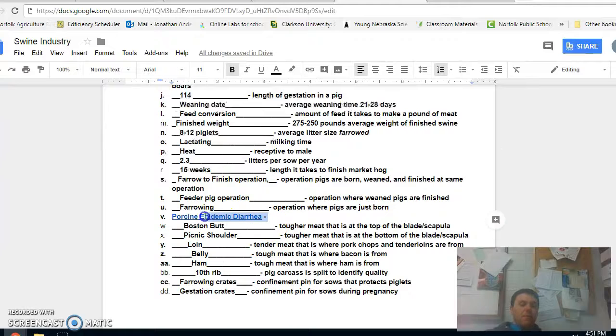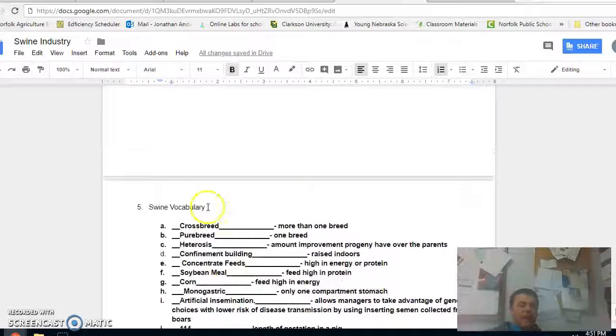I've left this one open for you guys to investigate on your own with your own hyperlink. Hope you enjoyed today's lecture about swine vocabulary.